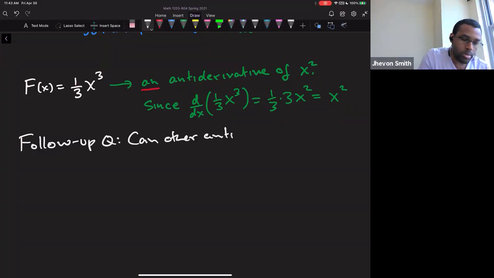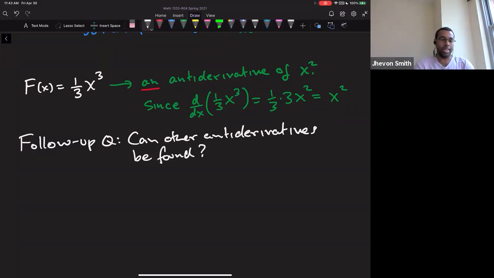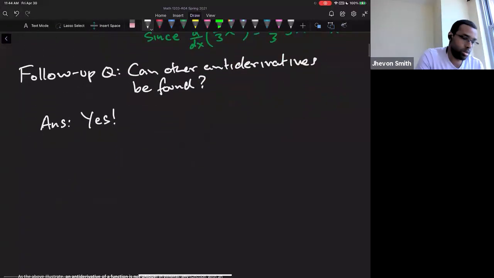Can other antiderivatives be found? And the answer is yes. What else could possibly be the antiderivative of this guy? Well, we also know from derivatives that the derivative of a constant is 0. So that sort of tells you if there was a constant in the original function, it would completely disappear without a trace.